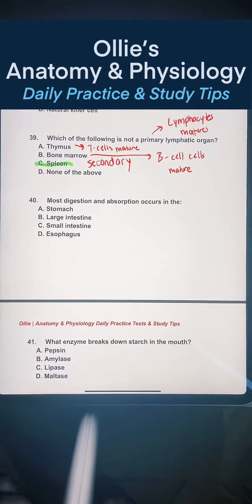Number 40, most digestion and absorption occurs in the what?